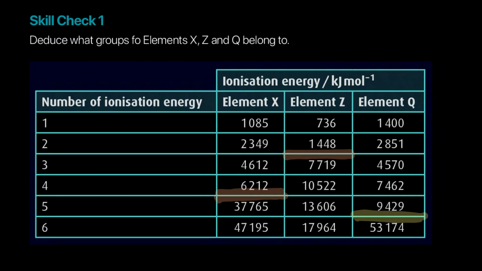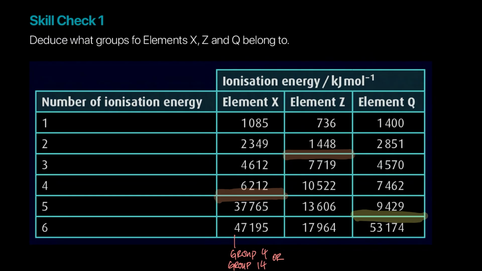Now I'm going to use this to find the group numbers. For X, these are the outermost electrons. There are 4 outermost electrons. So X is in group 4. But group 4 is also now called group 14. That's the new name. Anything that's in group 3 to 8 is also now called 13 to 18 because of the transition elements in between. So what was group 4 is also now called group 14, group 5 is group 15, group 6 is group 16.